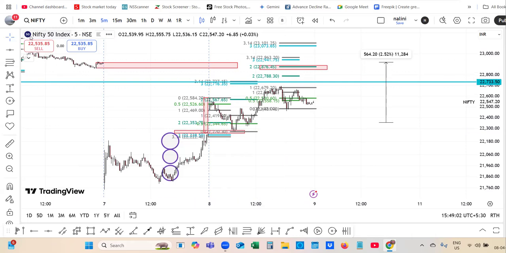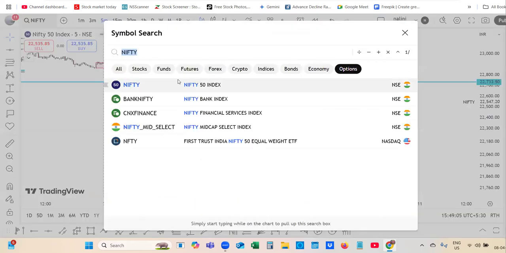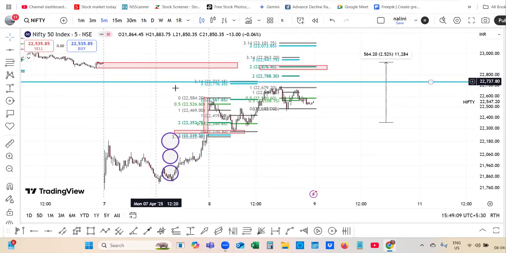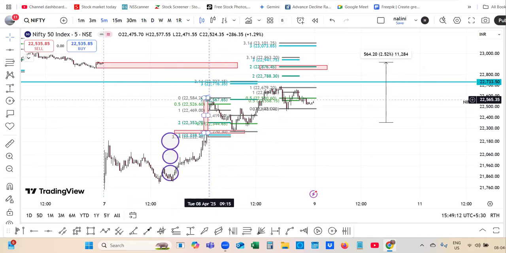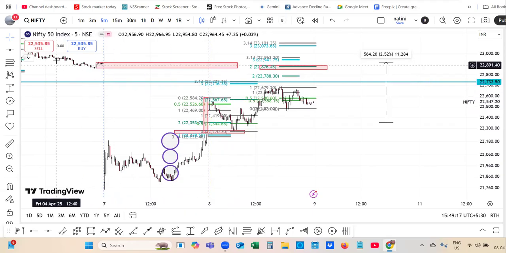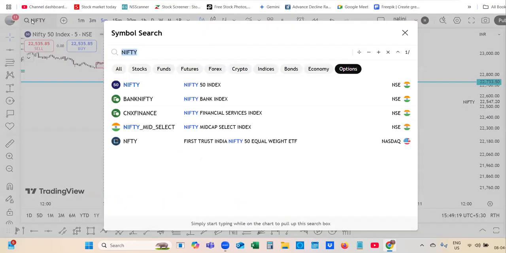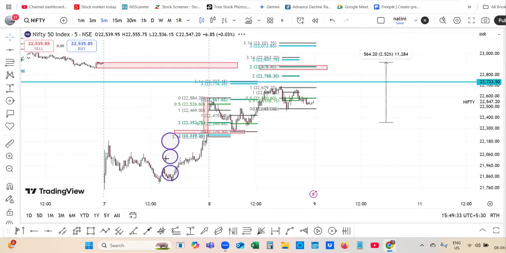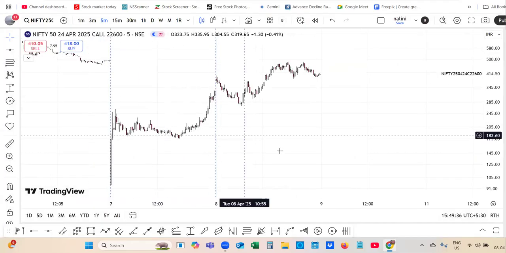Let us check before closing it. Let me check the options. Nifty 50, the call option, 1 minute. This is the opening price of the 22,733 call option and the 22,700 call option, put option. Let us check 22,578, 600 call option.